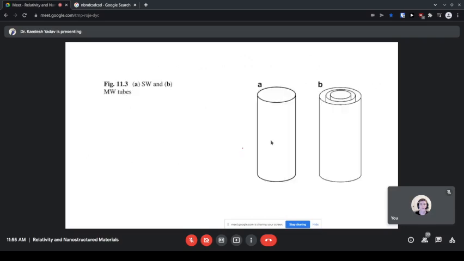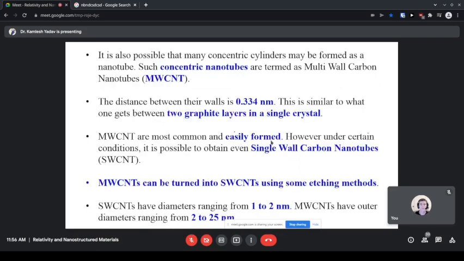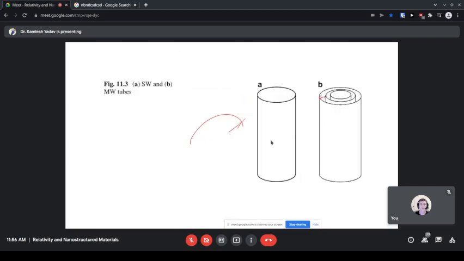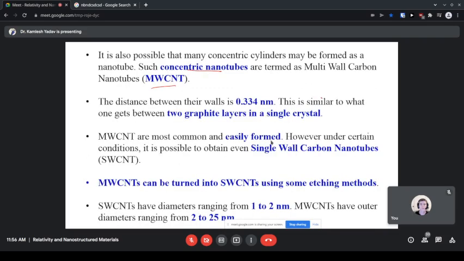If you roll one sheet, that is a single wall carbon nanotube. And if you roll 10 sheets, then that will be the multi-wall carbon nanotube. If they are concentric nanotubes, then that is known as multi-wall carbon nanotubes. And the distance between the two walls will be 0.034 nanometer, same as the distance between the two layers of the graphite.